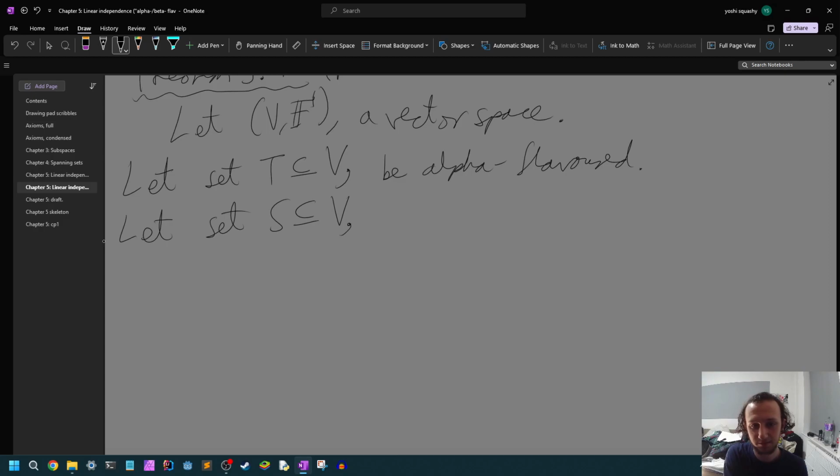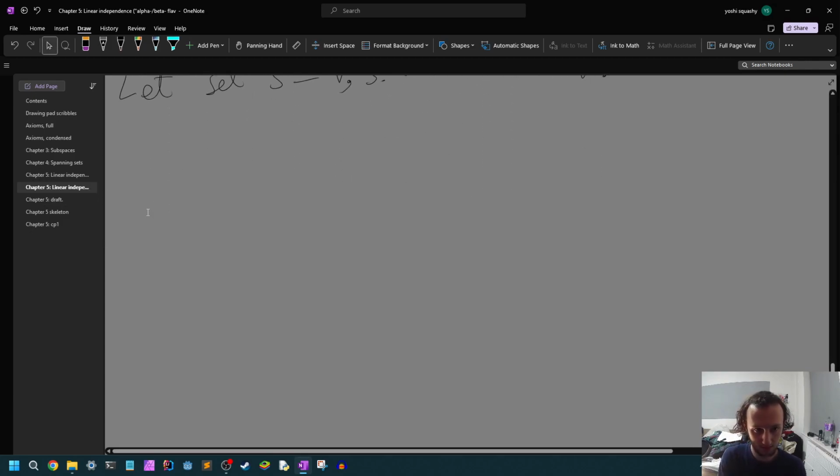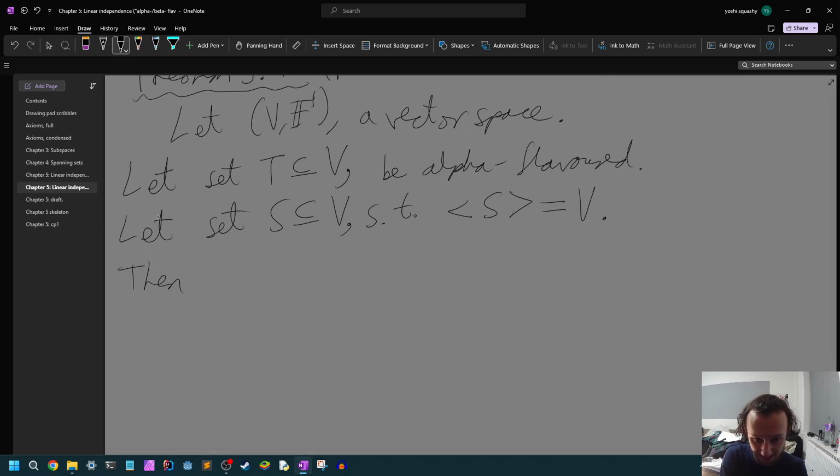Let's set S, a subset of V, our vector space, and in this case we're going to be using such that. Remember in the spanning sets chapter we said that means S spans V. And then this is literally it, one more line, then we're done stating what the theorem is.